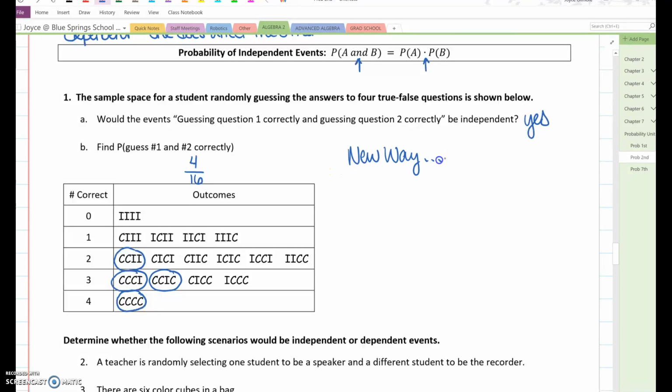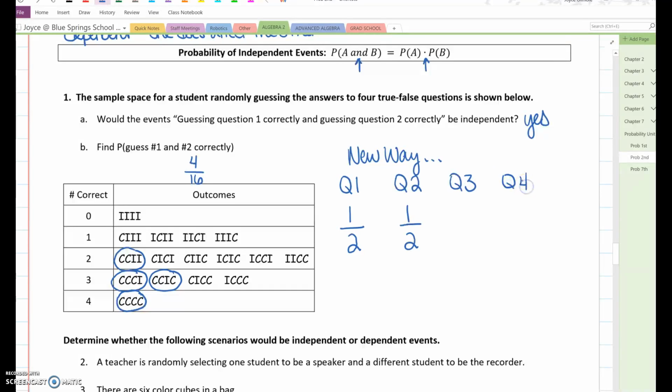Here's the new way to do that same thing without having to have the sample space to look at. For question 1, I need this question to be correct. How many ways can I get question 1 correct? 1 way out of 2 possible answers. My answers are true or false, so there's 1 correct answer out of 2 possible answers. Question 2, I want it to be correct. There's 1 way for it to be correct out of 2 possible answers.